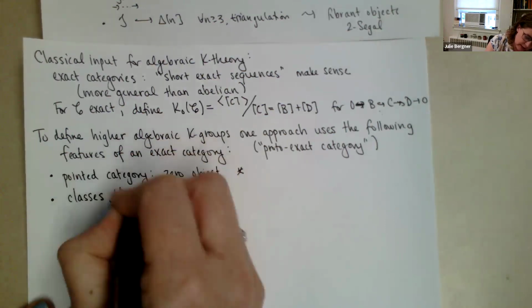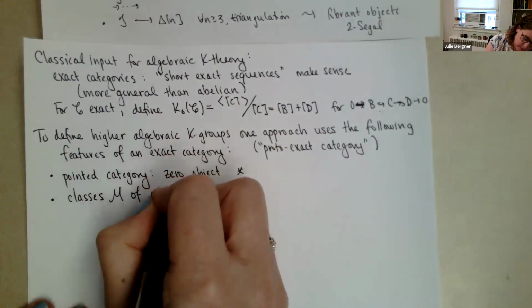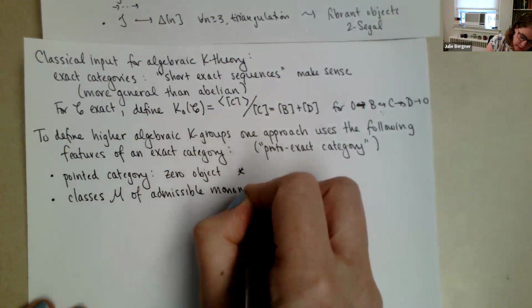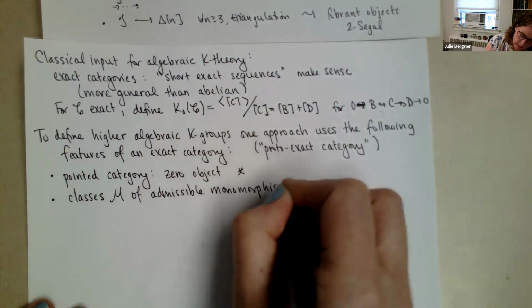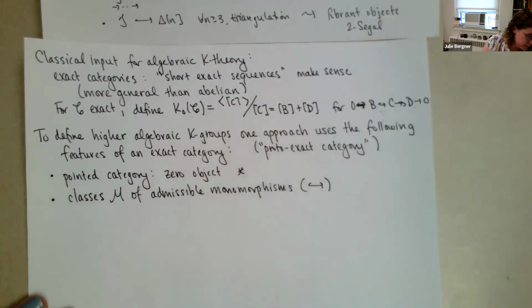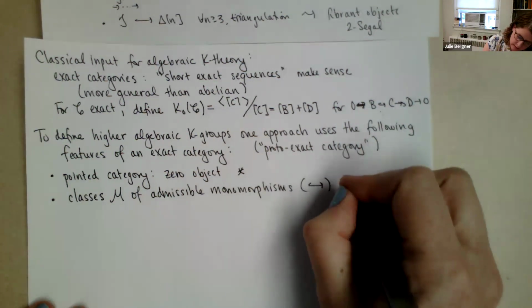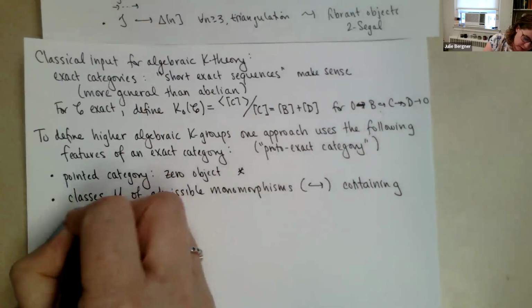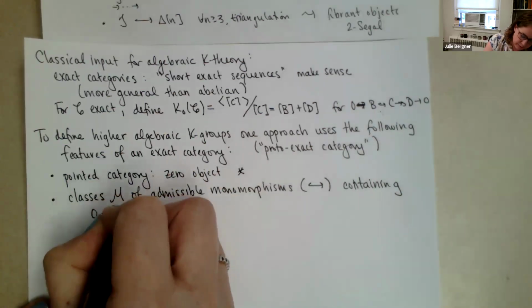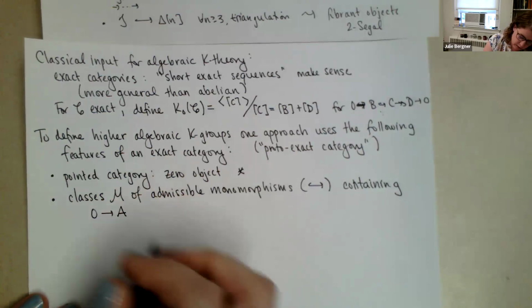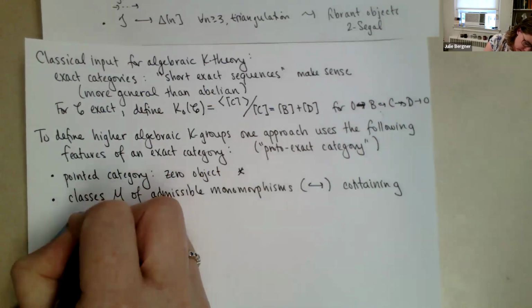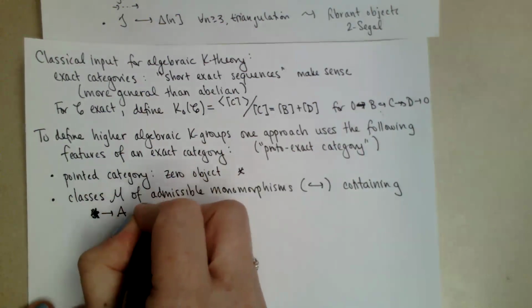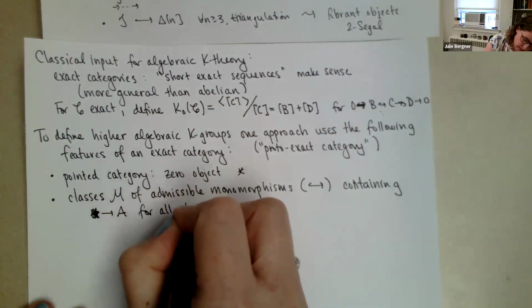So we have a class M of admissible monomorphisms, which we'll write with this little hooked arrow. And this is going to contain the unique map from, I'm sorry, I shouldn't write that as 0, I should write it as a star, from the 0 object to A for all objects A.